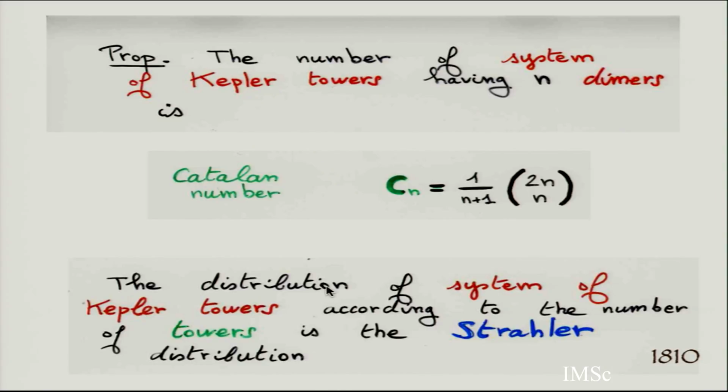Now you can ask, but we have a distribution. What is the number of systems of Kepler with a given number of towers? So the surprise is that it's exactly the same distribution as the Strahler number on binary trees. This is another parameter introduced last year. So what is the Strahler number?